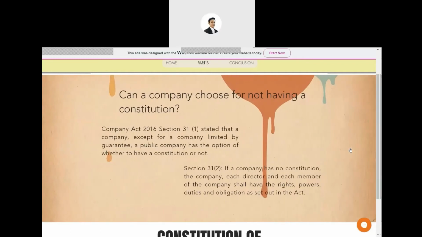Can a company choose not to have a constitution? The Companies Act 2016 Section 31(1) states that a company, except for a company limited by guarantee and a public company, has the option of whether to have a constitution or not. So, if a company has no constitution, the company, its directors, and each member of the company shall have the rights, powers, duties, and obligations as set out in the Act.